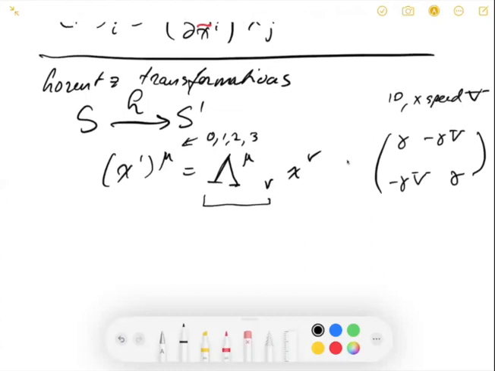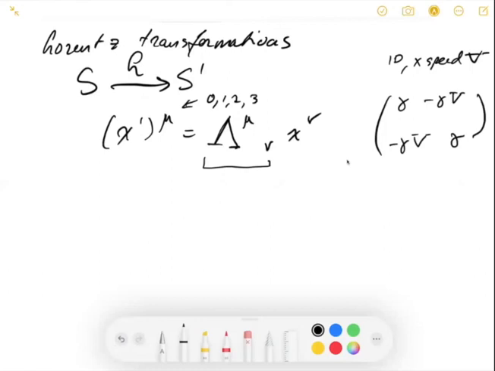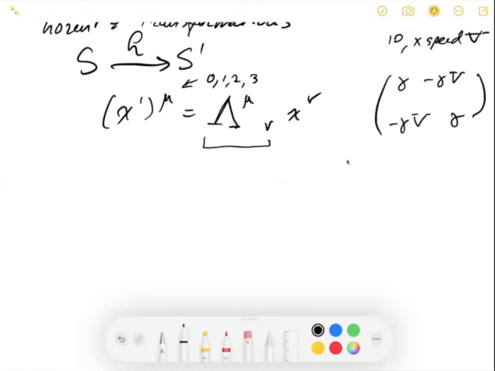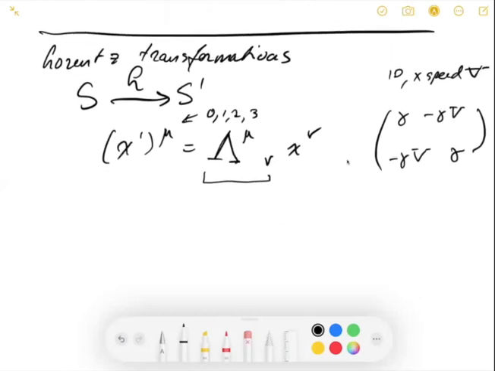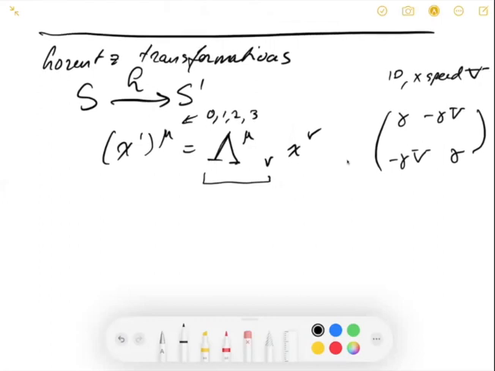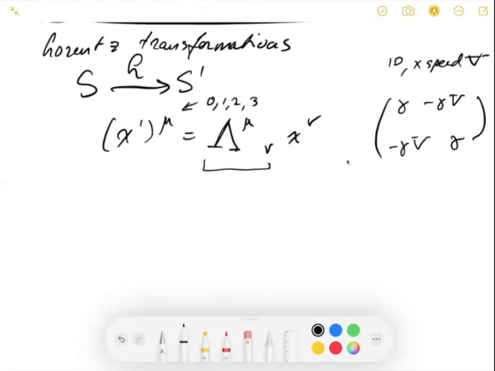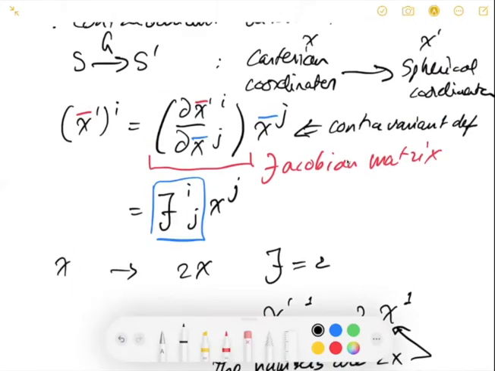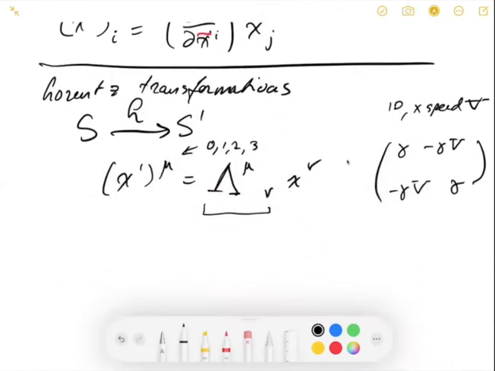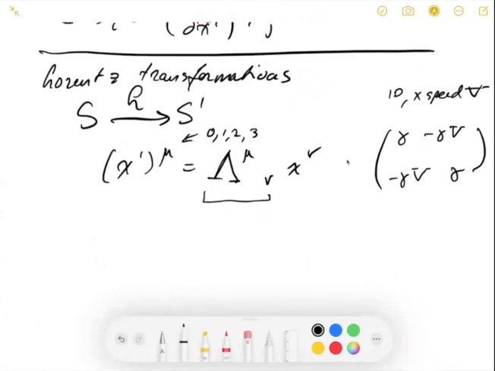So contravariant in this case means it goes with the Lorentz transform like this. The Lorentz transform is the thing that takes you from a coordinate system S to an inertial system S prime. So it plays the same role as the Jacobian matrix, right? Because it takes you from one coordinate system to another, except now we're doing this in 4D.